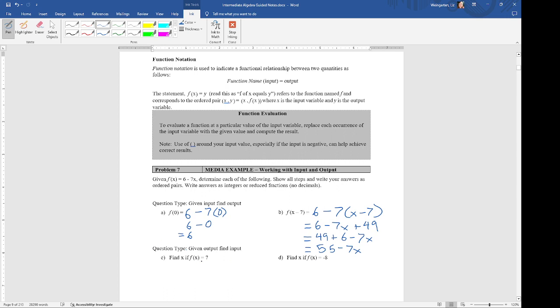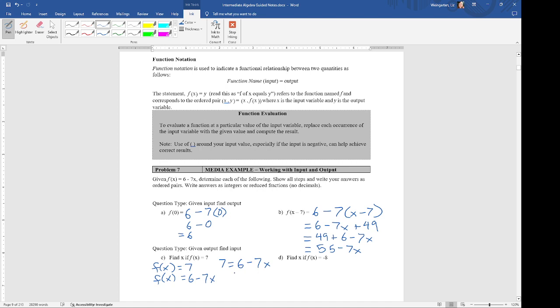Now we're given the output and we want to find the input. So it says f of x equals 7. So f of x equals 7. F of x equals 6 minus 7x. So if this is equal to f of x, this is equal to f of x, they must be equal to each other. So we have 7 equals 6 minus 7x.